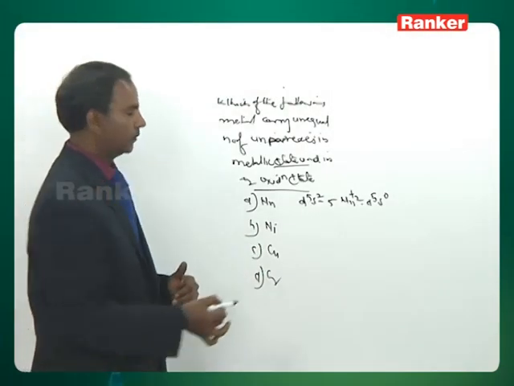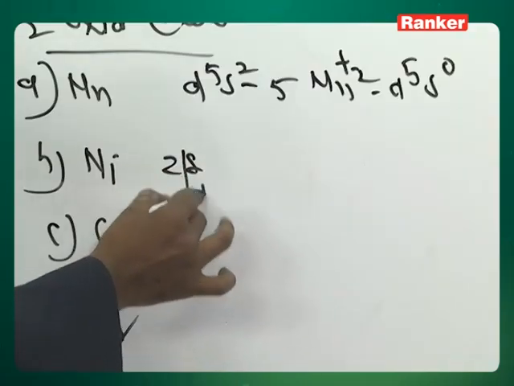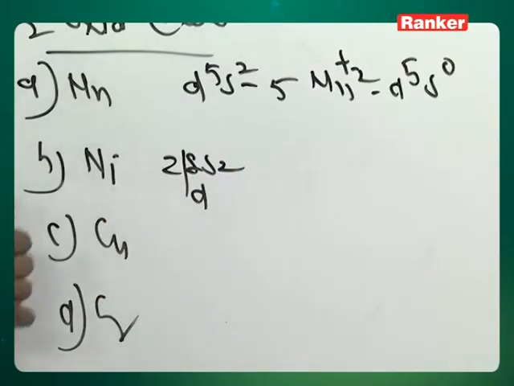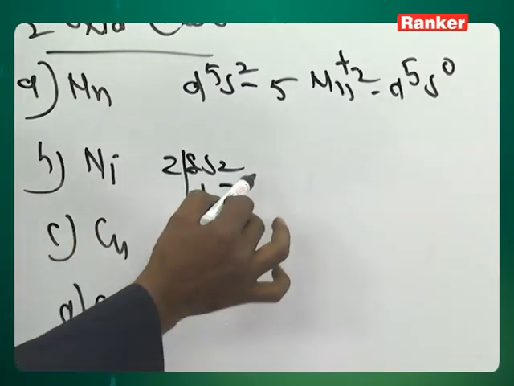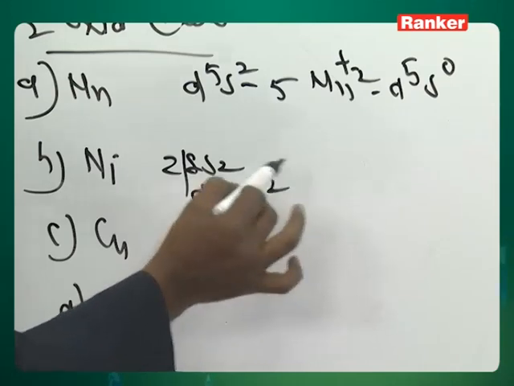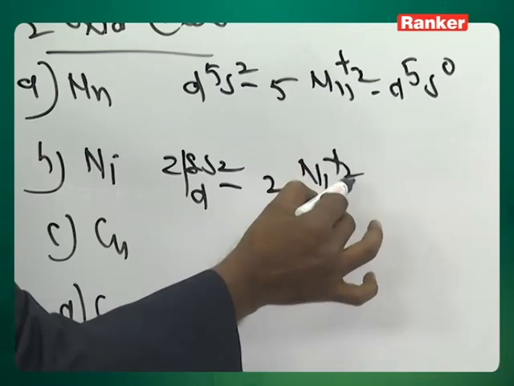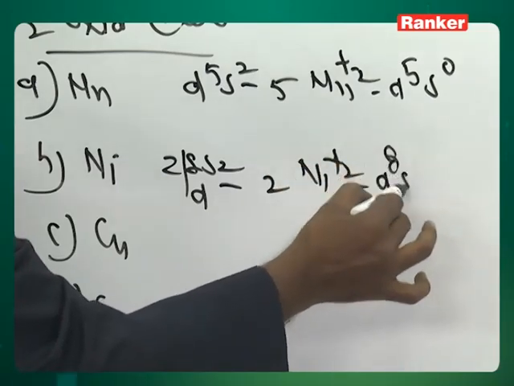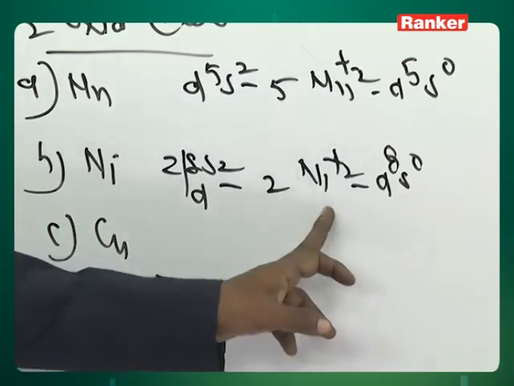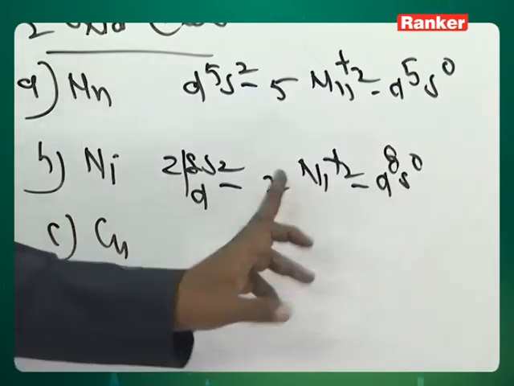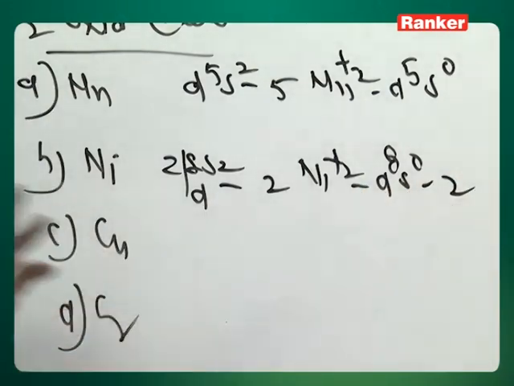Coming to nickel. 28 means d8s2. d8, how many unpaired electrons? 2. And you are making nickel +2 again, still it is carrying d8s0. In the metallic state d8 only, and nickel +2 also d8. Then both have the same number of unpaired electrons, here 2, here also 2. This is not our answer.